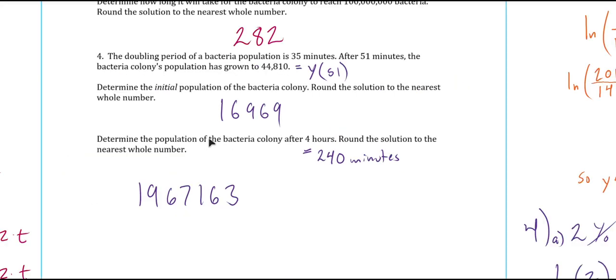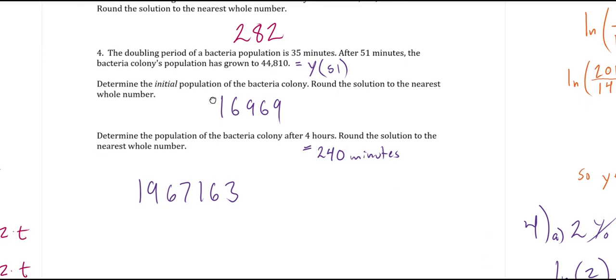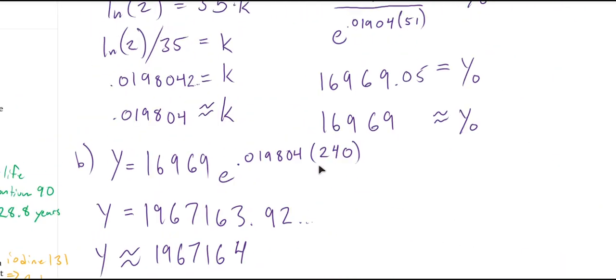The next one asks for the bacterial colony population after 4 hours, but all my previous calculations, including the rate constant, were in minutes. That means we need to translate this to minutes in order to keep all the things the same. That's 240 minutes. And if I plug in 240 into my time slot here, we have all the other things we need to calculate y, which is going to be 1,967,163.92, or approximately 1,967,164.